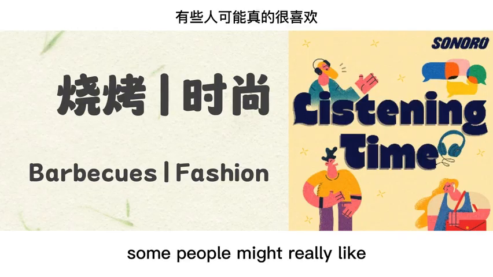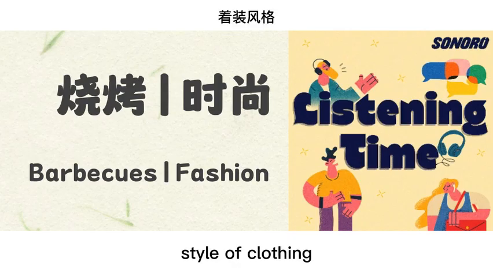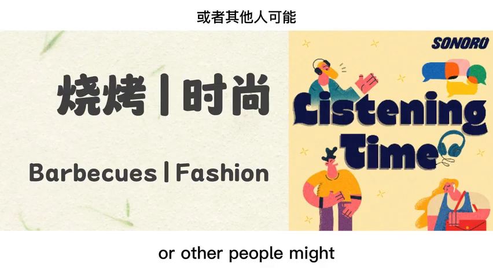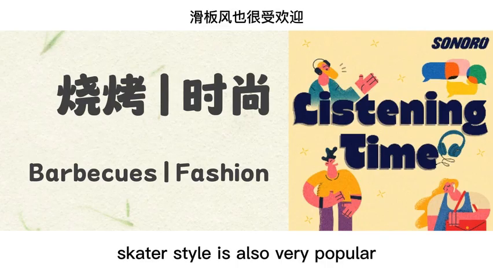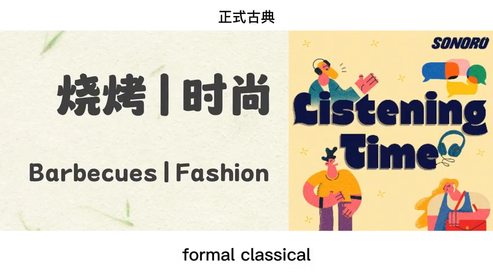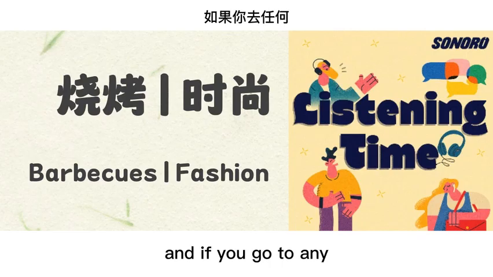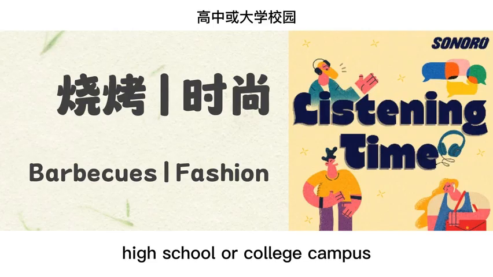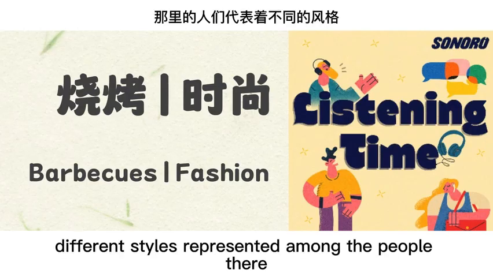So, for example, some people might really like the Gothic style of clothing, or other people might dress like a skater. Skater style is also very popular, or hip-hop, or other types of styles as well, formal, classical. There are many types of styles, and if you go to any high school or college campus in the US or maybe in other countries, you'll see different styles represented among the people there.